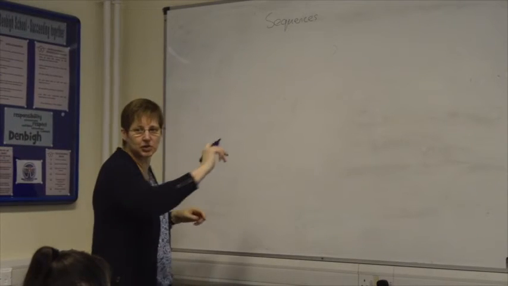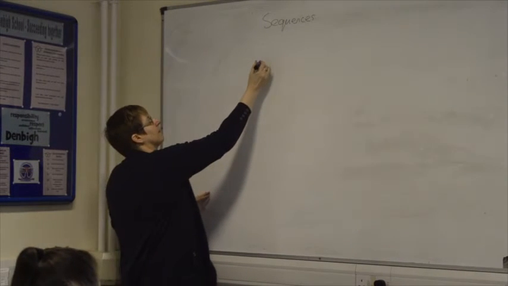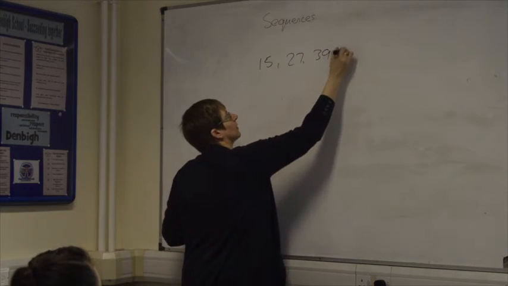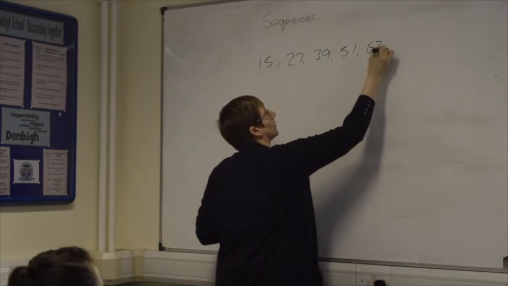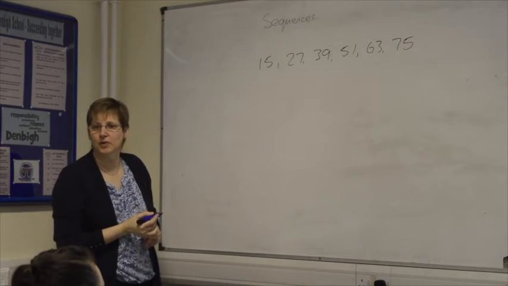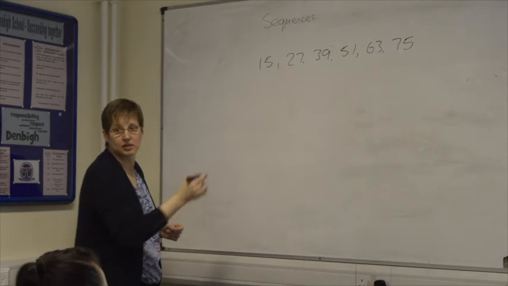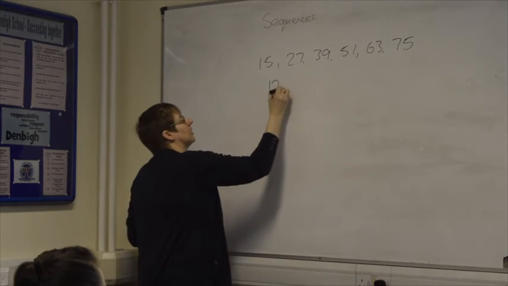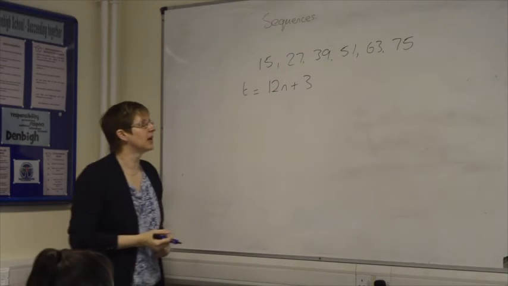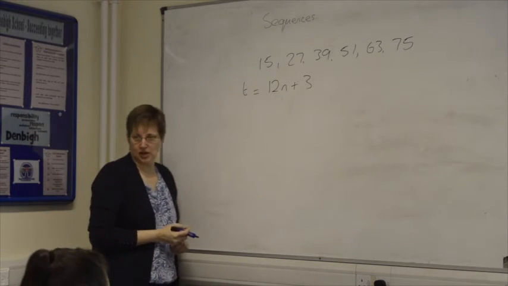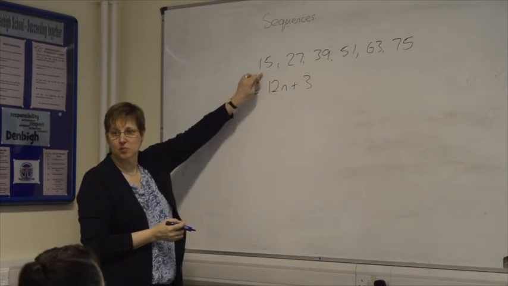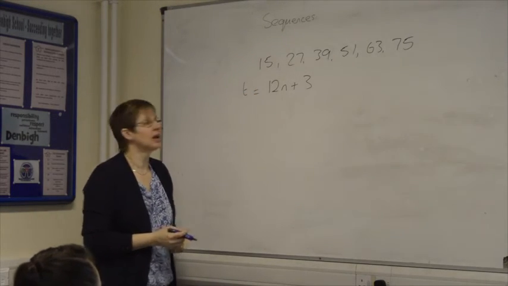Extensions. Fred, do you want to give me your first one? 15, 27, 39, 51, 63 and 75. Lovely. And what did you say that was the formula for that, well, the rule for that one? 12n plus 3. So the terms of the sequence are 12n plus 3. Okay, good. The rule in words to get from one term to the other? Add 12.